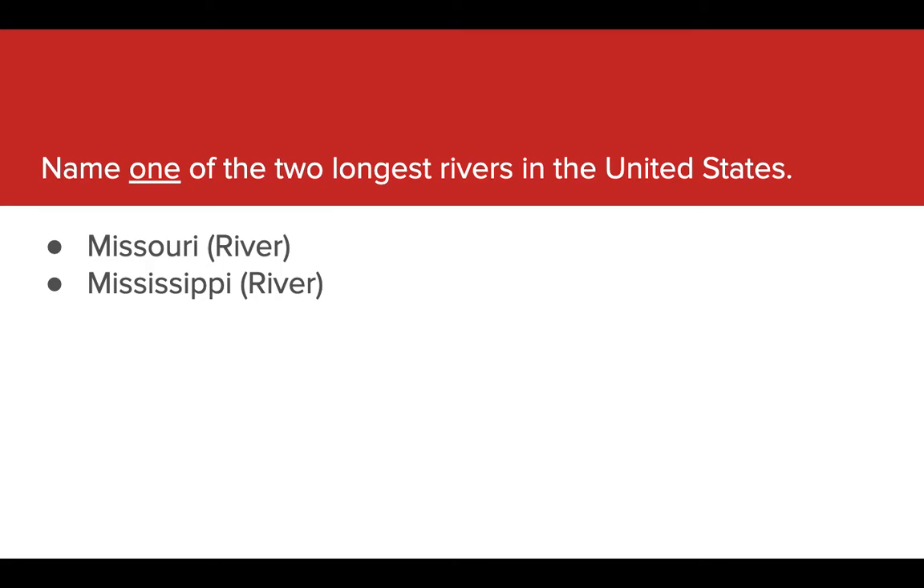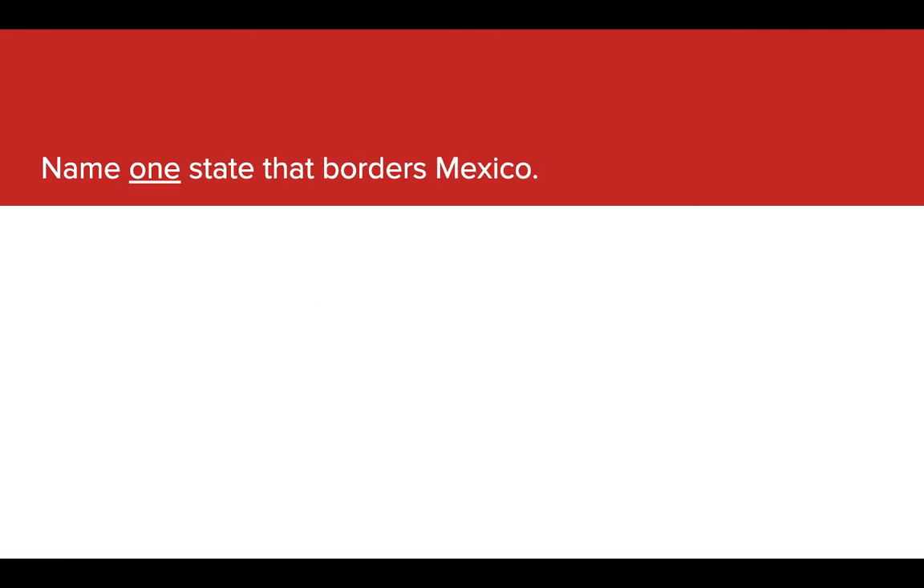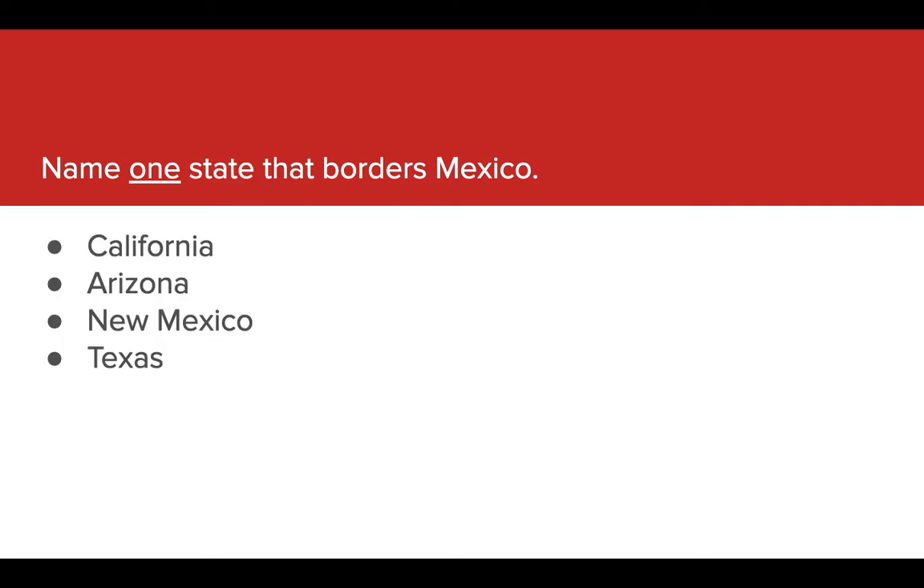So we have the two Misses, Missouri and Mississippi rivers. Name one state that borders Mexico. You have California, Arizona, New Mexico, and Texas.